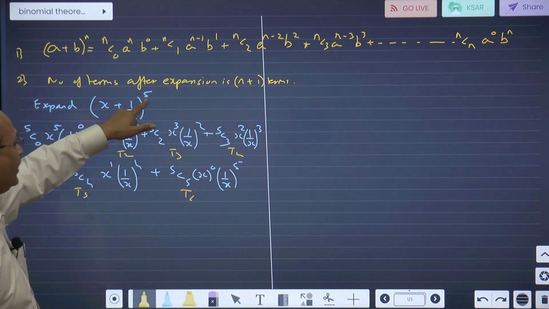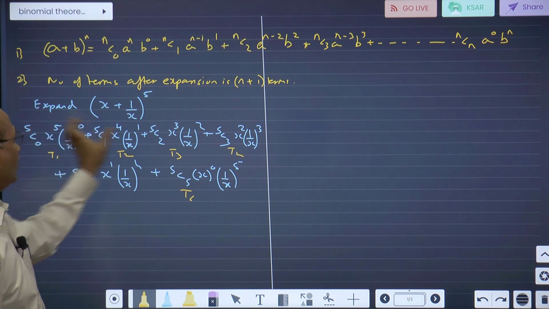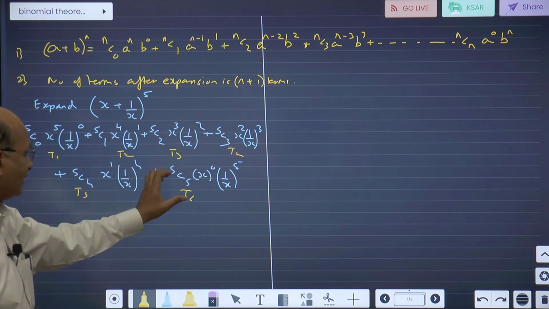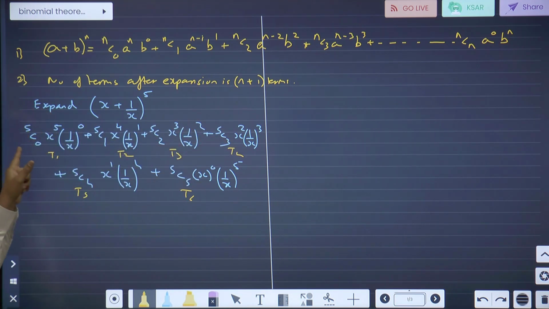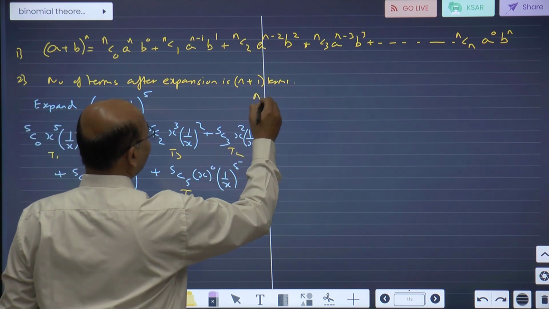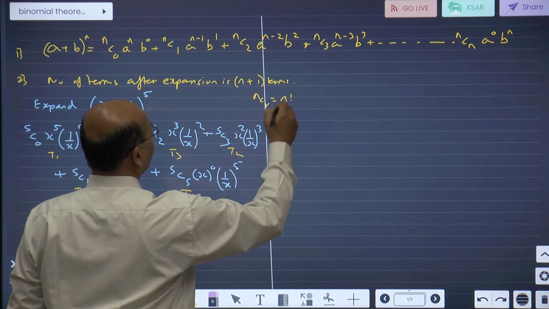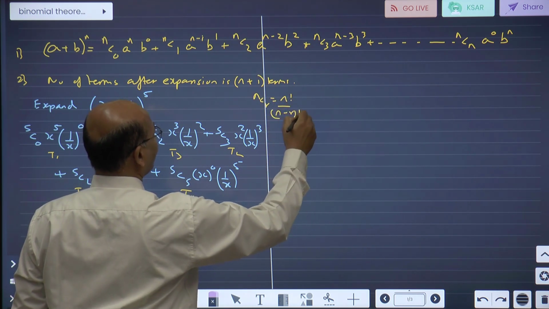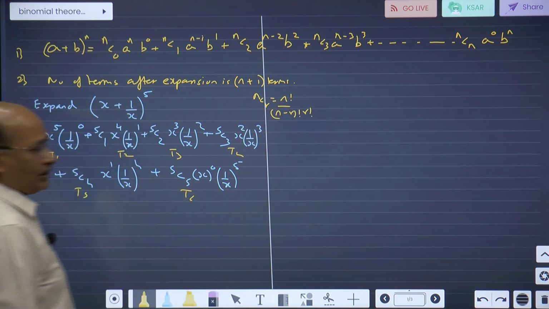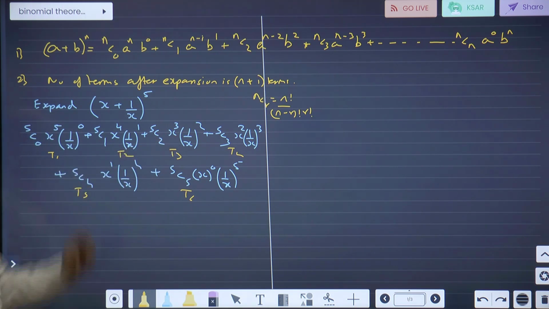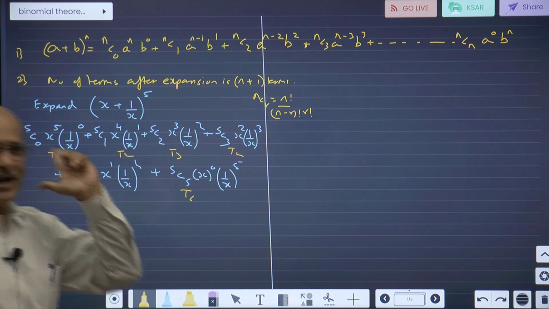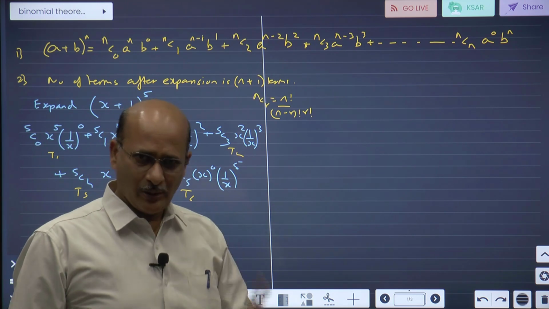So, it is raised to 5. So, total 6 terms will be there: 1, 2, 3, 4, 5, 6. You can evaluate this in the calculator, or you can also use the formula, nCr is n factorial upon (n minus r) factorial into r factorial. So, this is nothing but the combination formula. You can use your calculator, which you are allowed to use, the FX82MS model.